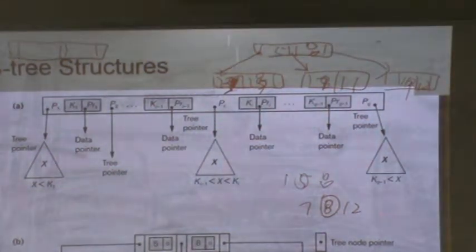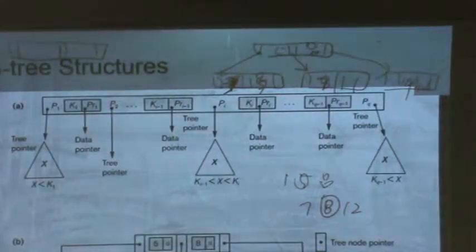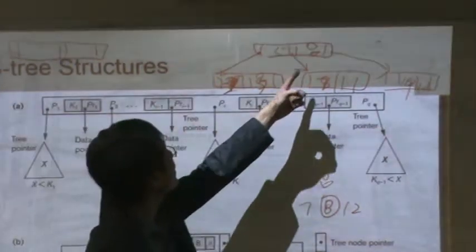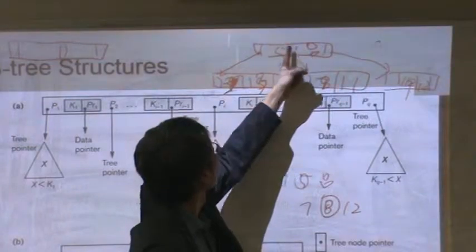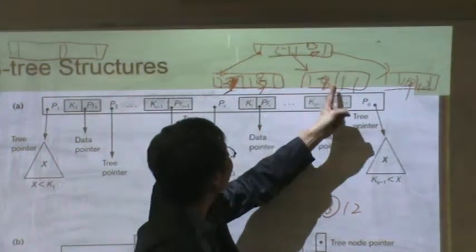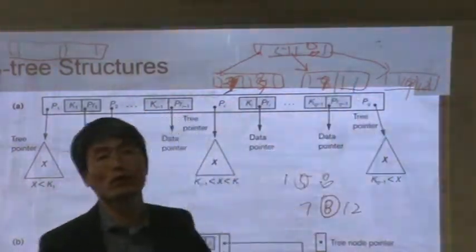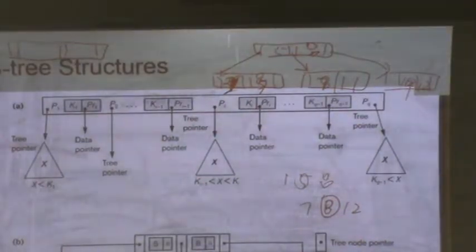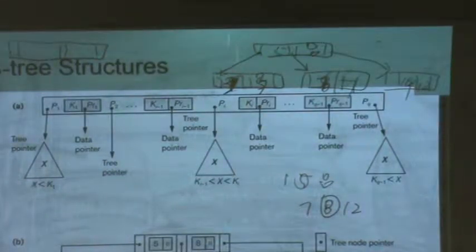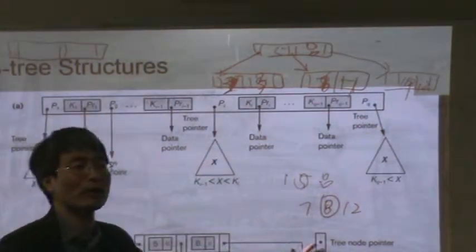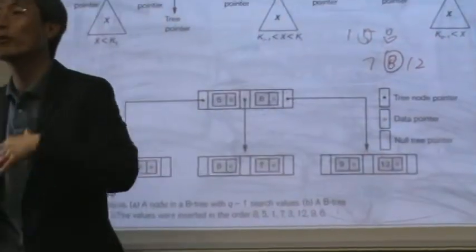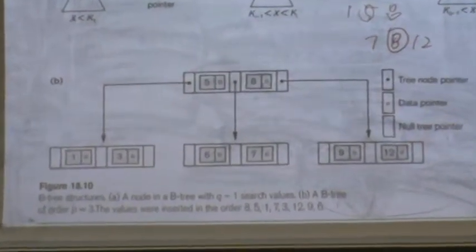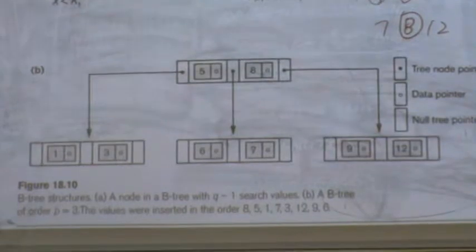Then the next one is 6. 6 is bigger than 5, less than 8, and we have a space. So 6, 7. This is this one. Then we had one more practice last time. What if 0 is inserted?